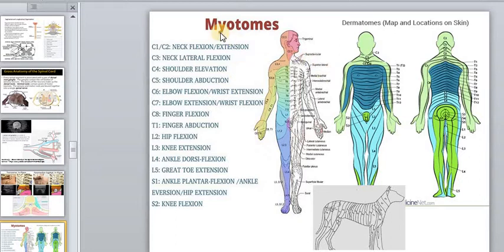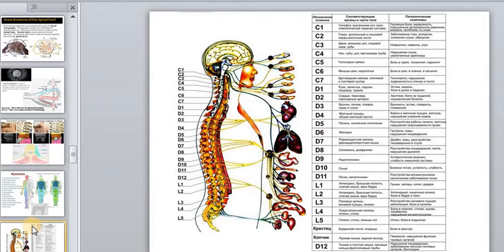The same metamers, we can find the same metameric segmentation. It's an ectodermal, mesodermal phenomenon. The basic segmental divisions are the body musculature and the coelom. This division is very important to know for performing local anesthesia, as I said, novocaine blockades.